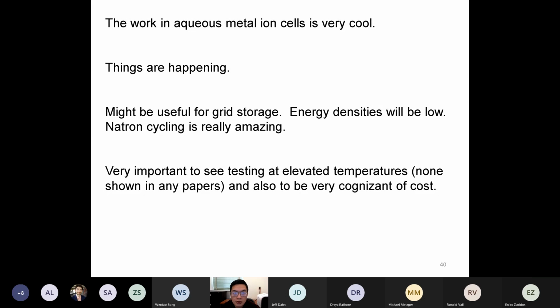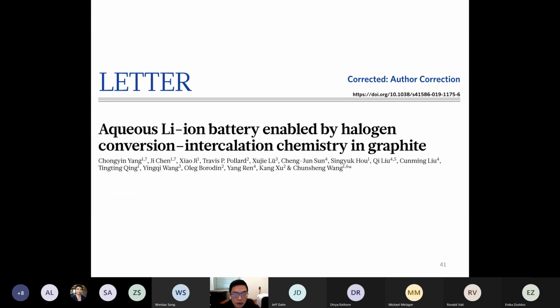Okay, I guess there are no further questions, so I can go to the next part. The next part, I want to talk about the halogen conversion intercalation chemistry I reported two years ago. In this work, it's still based on the aqueous electrolyte, and right now we want to transfer that to the organic system. That requires more effort, but today I'm only going to talk about the aqueous part.